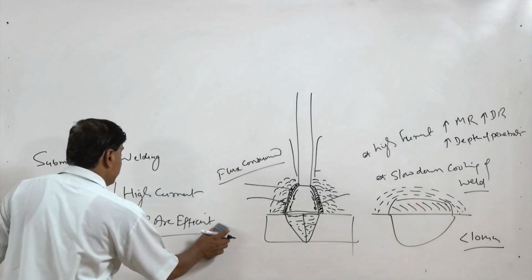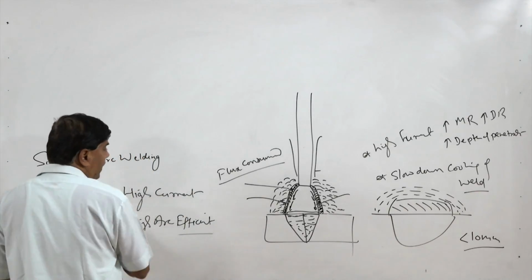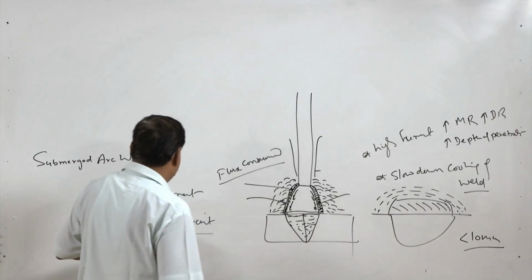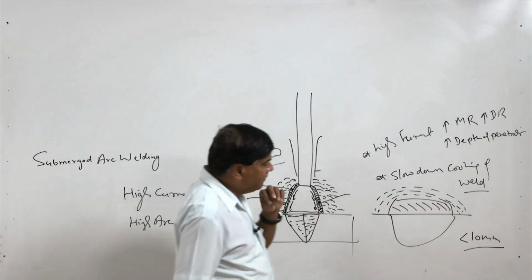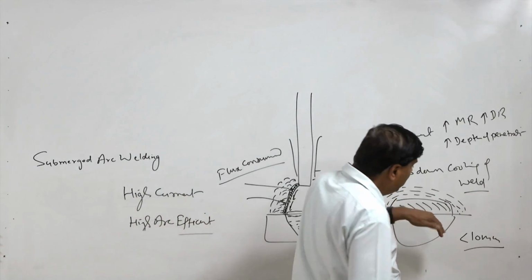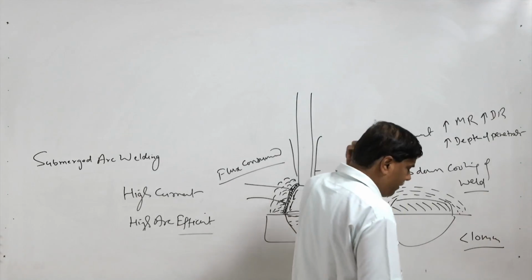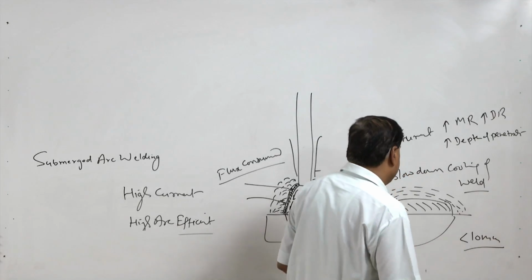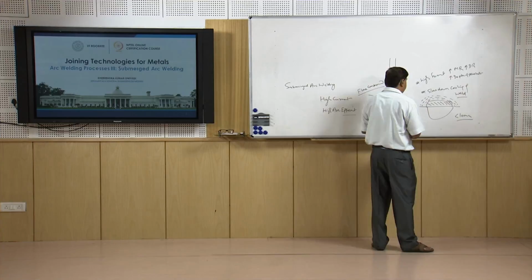So, here you will see why arc efficiency, as I have said, it offers, and why only thick plates are generally welded using the submerged arc welding process.